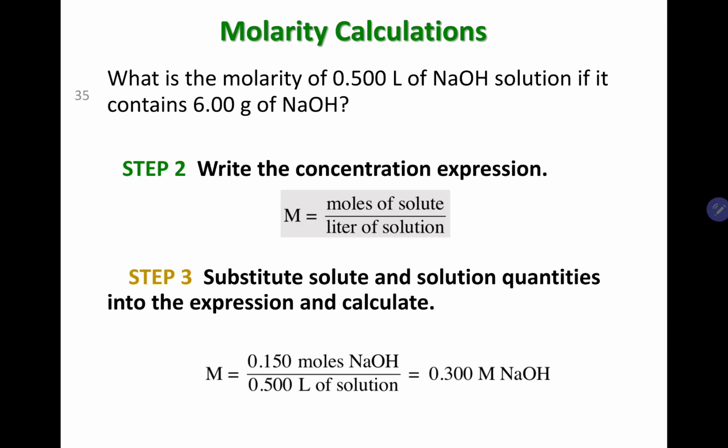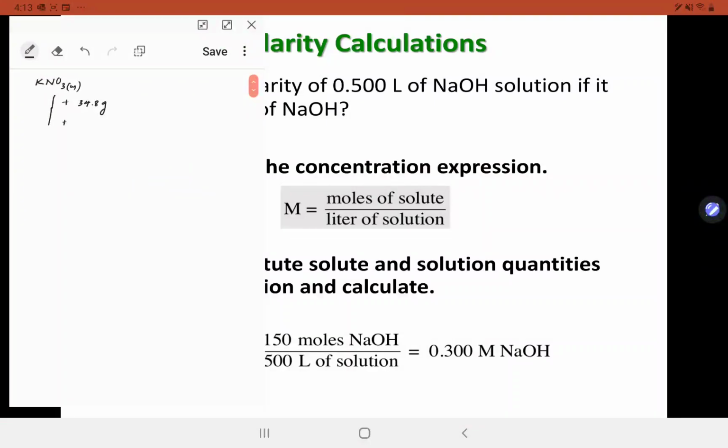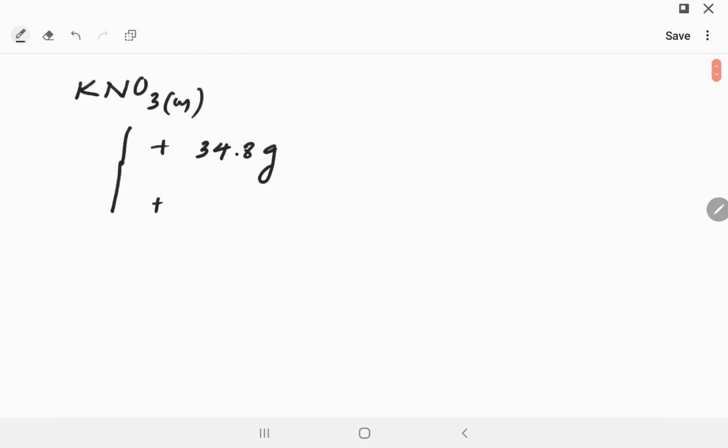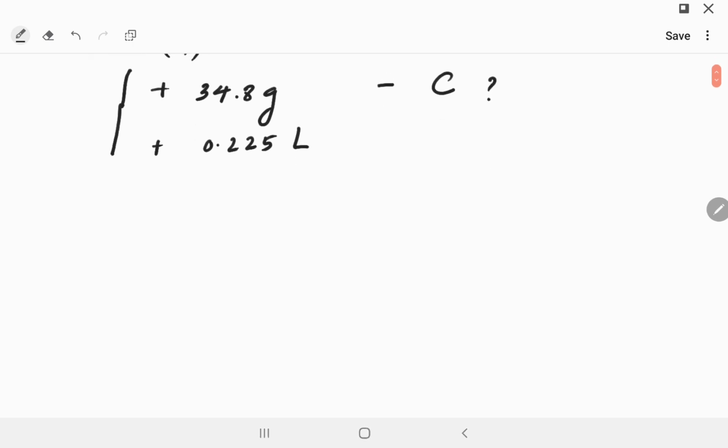And you are given the volume, which is 0.225 liters. Volume is given, so you need to find the molarity. Let's call it C. Here's the thing. To find molarity, you need the number of moles divided by volume. Volume is known, of course. The number of moles, n, is not known.